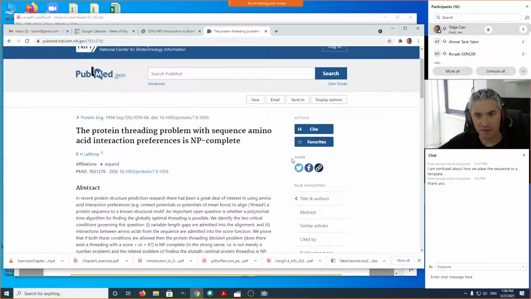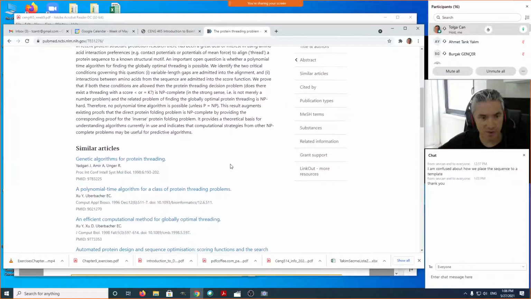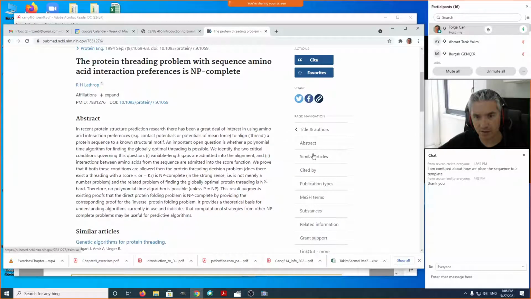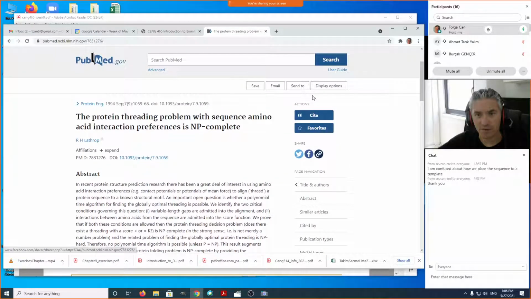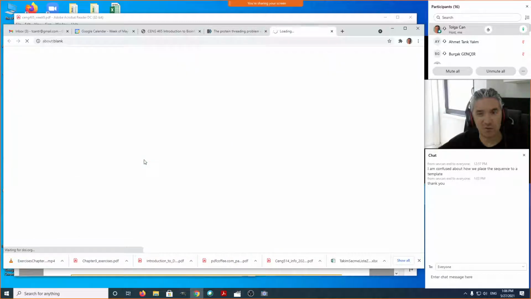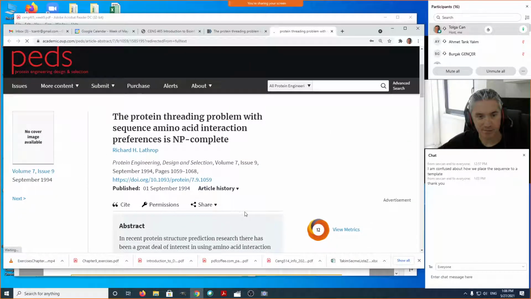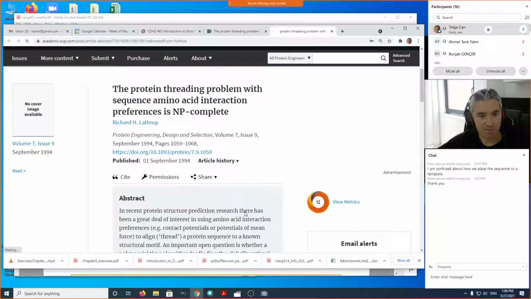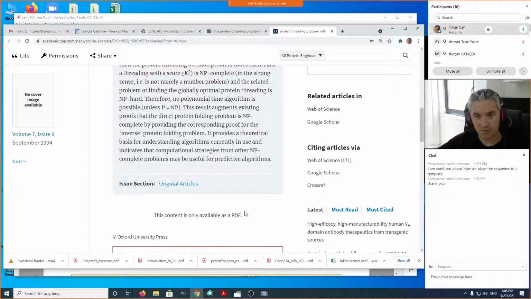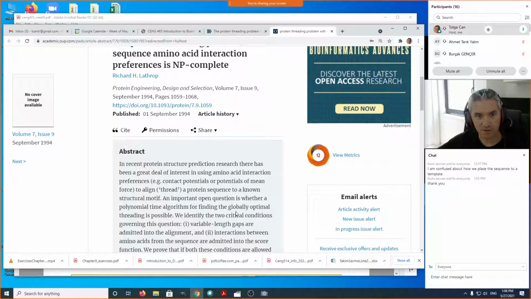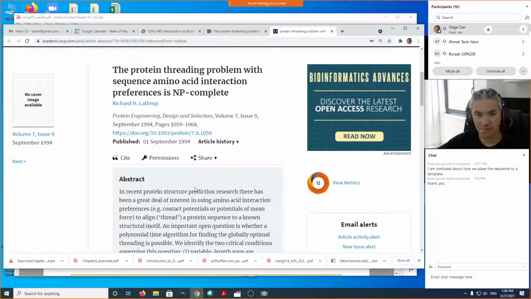Can I read this paper? Is it only the abstract? Where is the full text? Share favorite sites, display options. I think I need to click on this one. This is just the PubMed link. If Middle East Technical University subscribes to the journal Proteins, we'll be able to get the full text as well. Permissions. I think we don't have a digital version, the PDF of this article. Anyway, I think I have that in print.